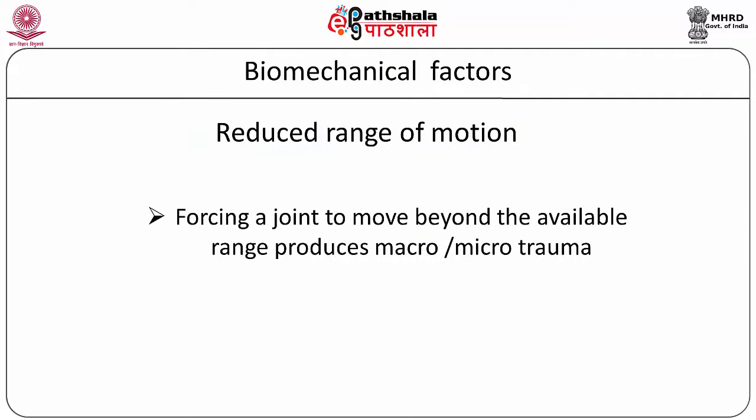Restriction of joint range of motion is a known factor contributing to both acute strain and overuse injuries. A decrease in joint range of motion potentially reduces its response to sudden demand. The decreased extensibility of connective tissue mechanically hinders the amount of joint excursion and decreases the efficacy of movement pattern. Forcing a joint to move beyond the available range produces macro and micro trauma.